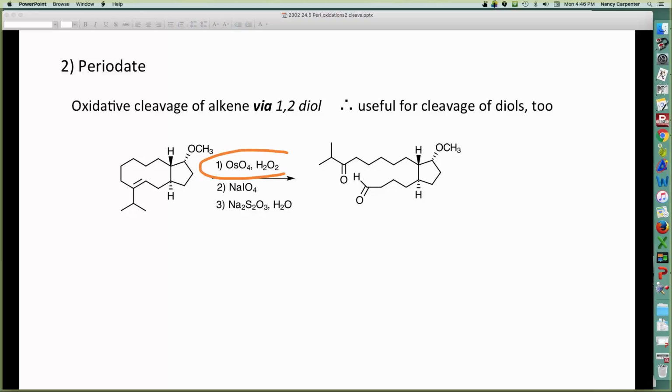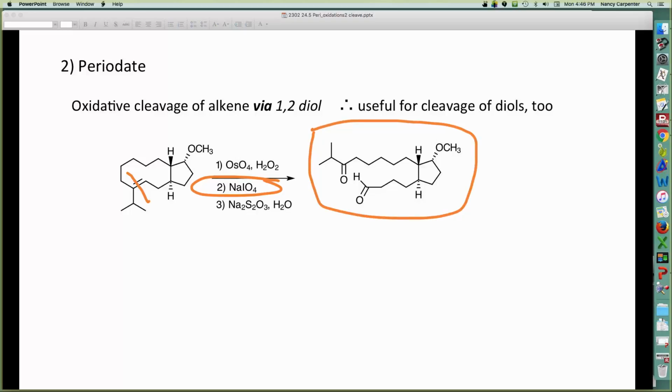First step makes the syn diol. Second step, we add sodium periodate and it cleaves my double bond into 2 pieces. Because this is all part of a ring, there's not 2 pieces, they're all tied together. So I end up with 1 molecule but 2 carbonyls. And then finally, this last step is just the workup that gets rid of the oxidant.